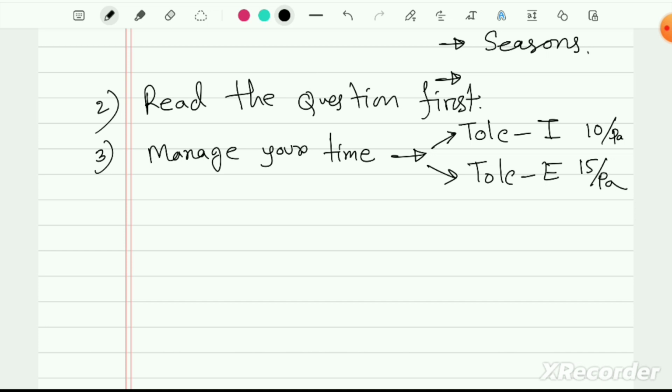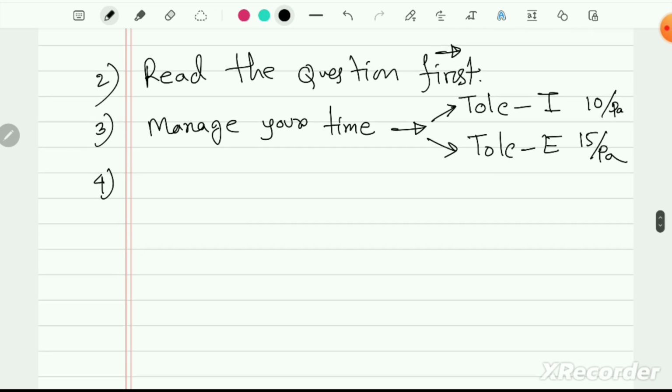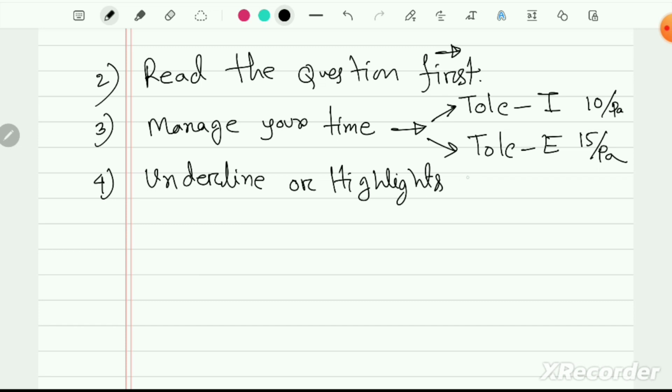Otherwise, if you waste a lot of time on a particular question, then you may run out of time for answering the other questions. So it's very important. Number 4, underline and highlight key information. We already did that when we skimmed the passage. So underline or highlight key information or keywords.